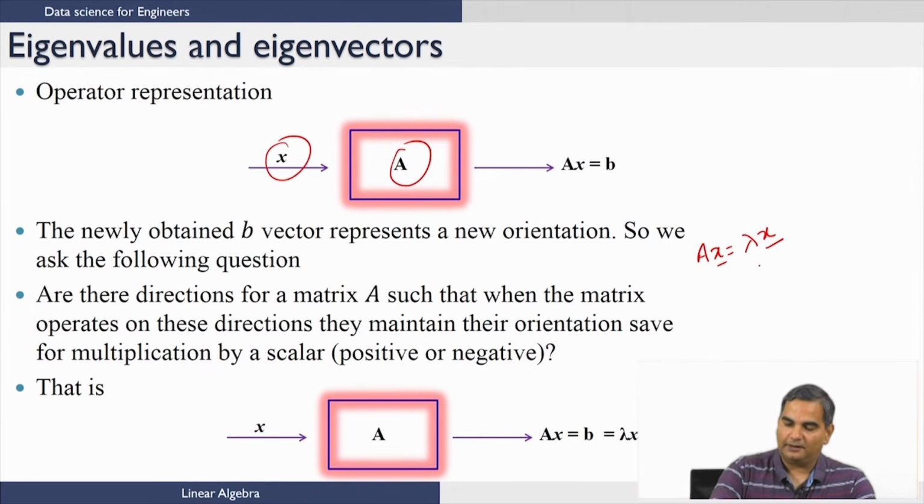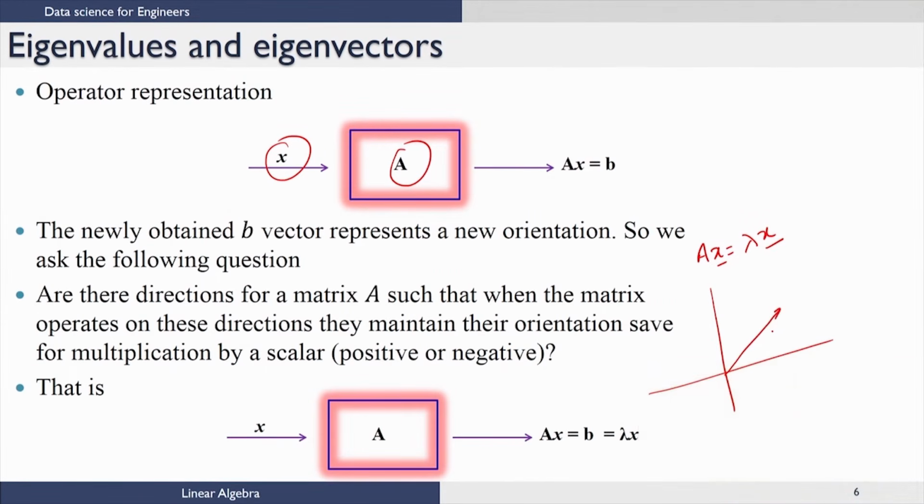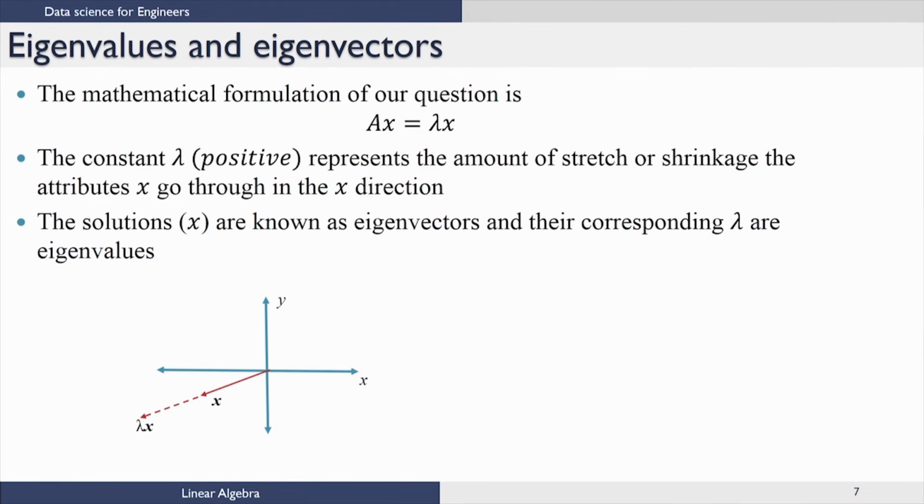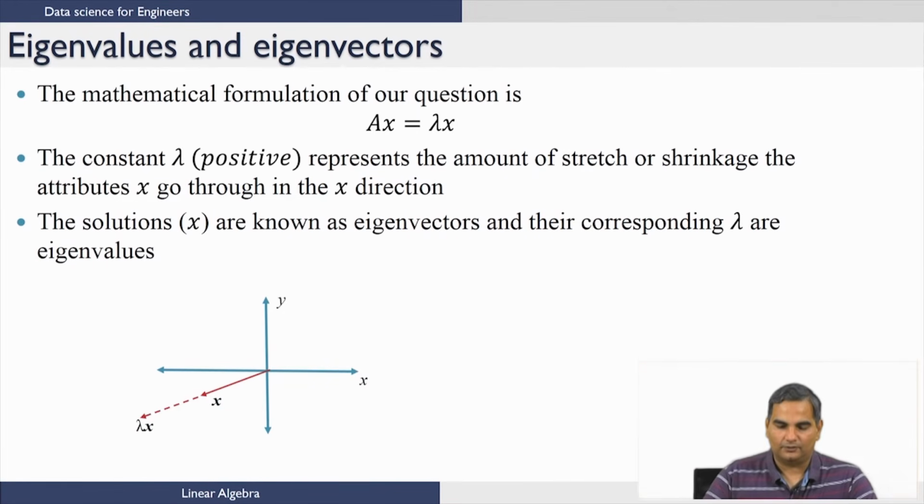Now, this multiplication scalar could be positive or negative, in which case we are talking about the following. So, if this is x, when I operate A on x, since it is in the same direction, it is either this way or this way, and if lambda is positive, it will be in this direction, and if lambda is negative, it will be in this direction, and so on. So, the question is, would there be directions like this for all kinds of matrices? It is an interesting question that you could ask. For now, let us focus on lambda being positive. Lambda can be negative also.